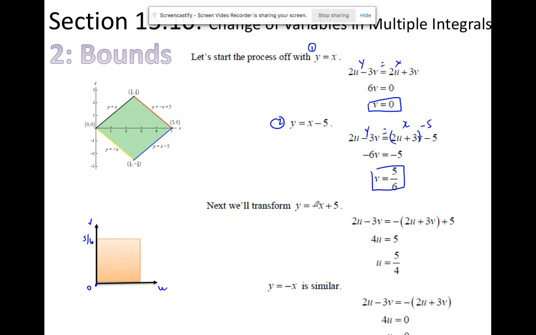Then I went to my 2 equations with a slope of negative 1. y is equal to negative x plus 5, and y is equal to negative x. And I got bounds again of 0 and 5/4 for u.